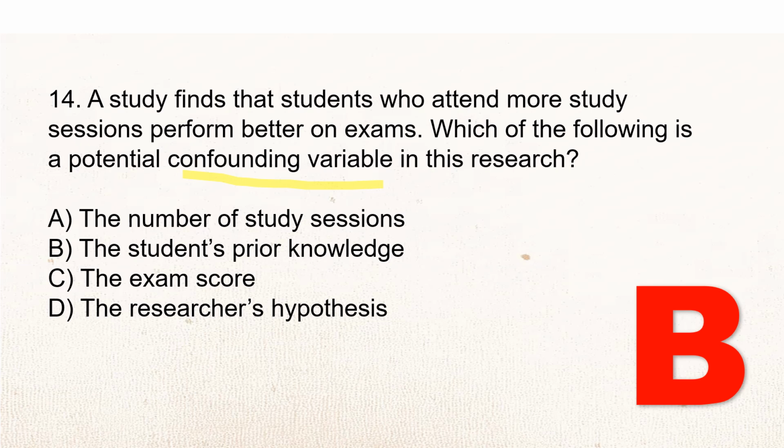Now let's discuss the other choices. For letter A, the number of study sessions is the independent variable. For letter C, the exam score is the dependent variable, or the effect. And for letter D, the researcher's hypothesis is unrelated to confounding variables. So letter B is the best answer.